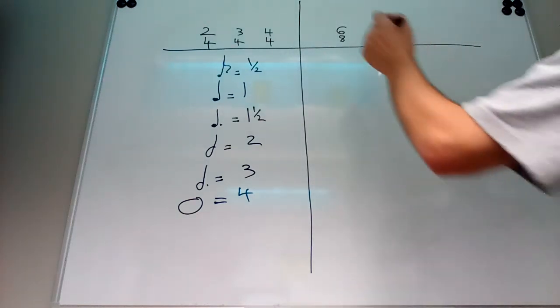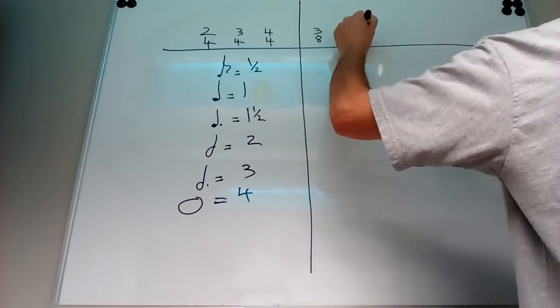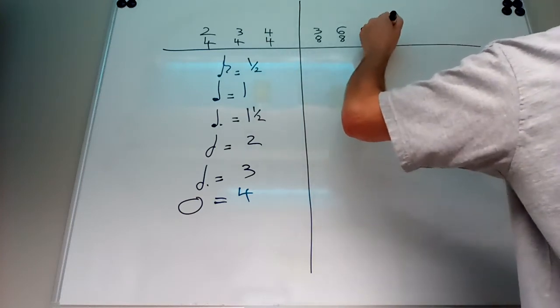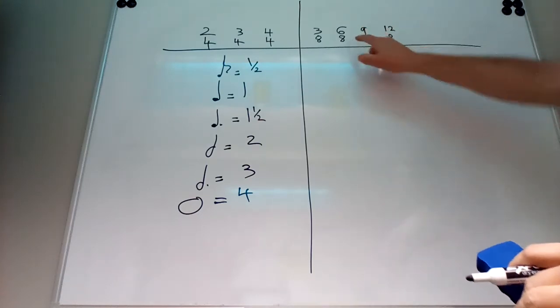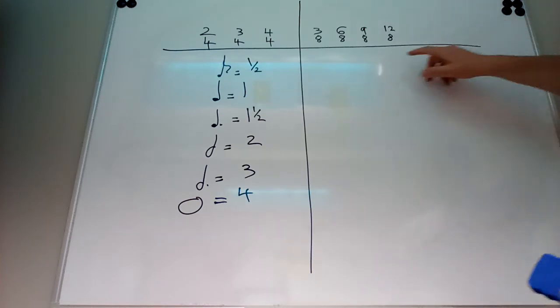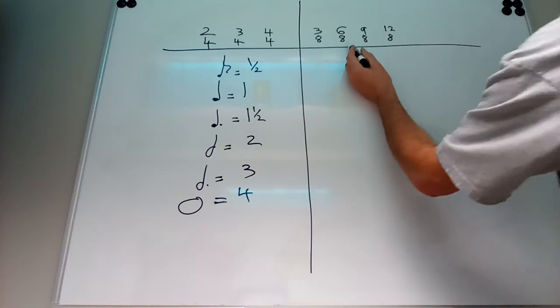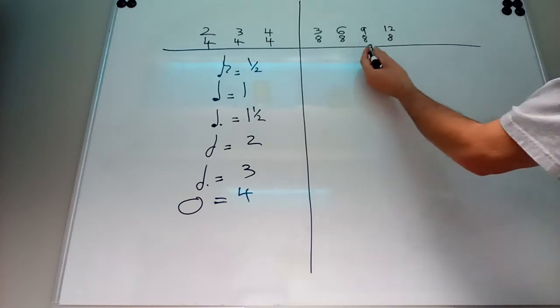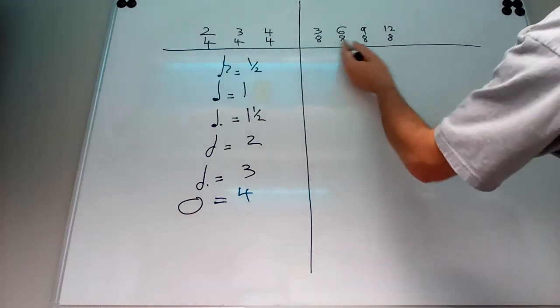Now you can see 3/8 time. You can see 9/8 time. You can even see 12/8 time. But the most common one is 6/8 time. So the top number here tells you how many beats are in a measure. In 3/8 time, there's 3 beats per measure. 6/8 time, there's 6 beats per measure. 9/8 time, there's 9 beats, and so on. But what does the bottom number mean?